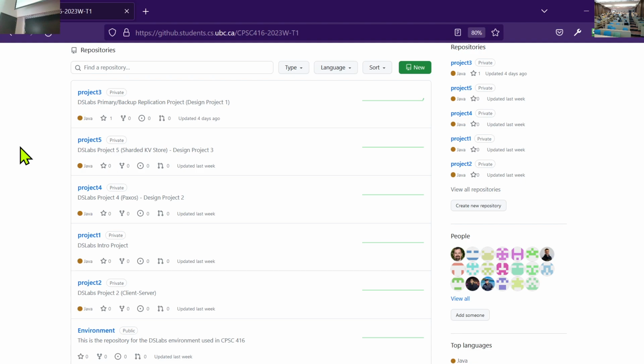So the DS Labs is a controlled environment for us to build a solution to a problem in this space. You don't have to use the DS Labs if you don't want to for the design project. It doesn't matter. The goal of the design project is to try and help you think about problems rather than try to code your way out of them. Because I will tell you that in distributed systems, you do not code your way out of them.